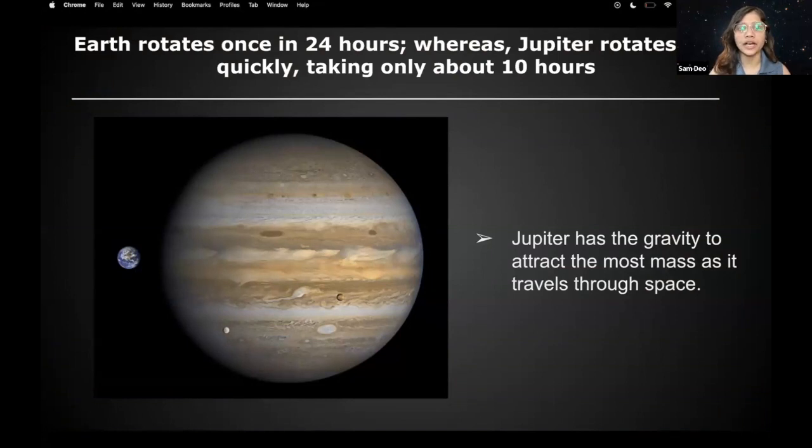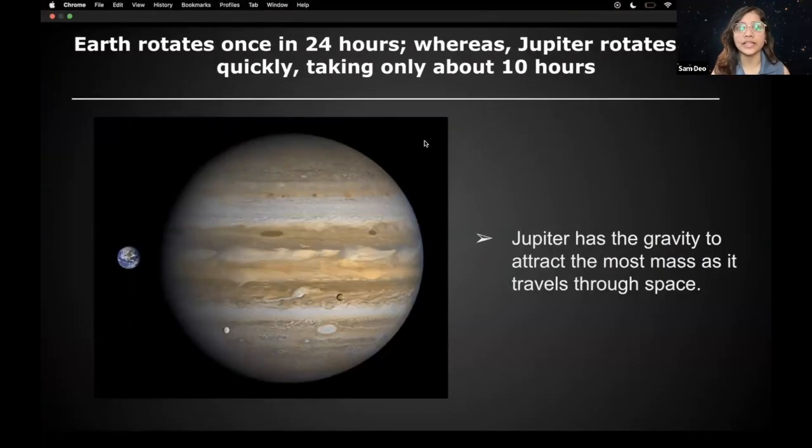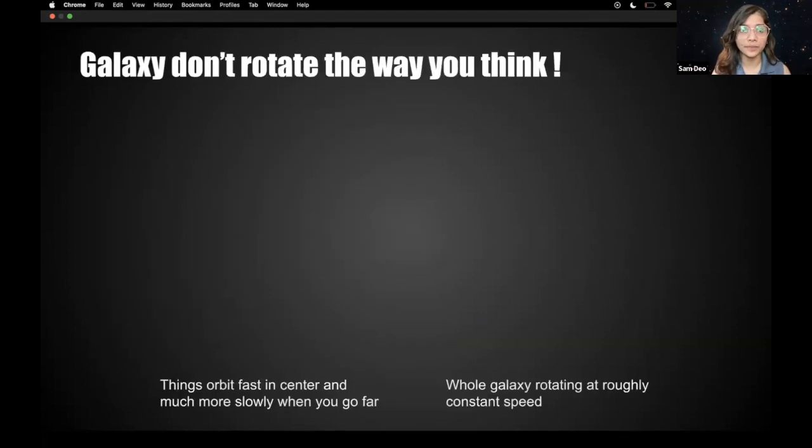What we all know about the laws of gravity is that the greater the mass, the greater the pull. This can be seen in the orbiting of Jupiter, because Jupiter rotates more quickly than Earth. Jupiter takes only about 10 hours while Earth takes about 24 hours to rotate, and this is because of Jupiter's greater mass.